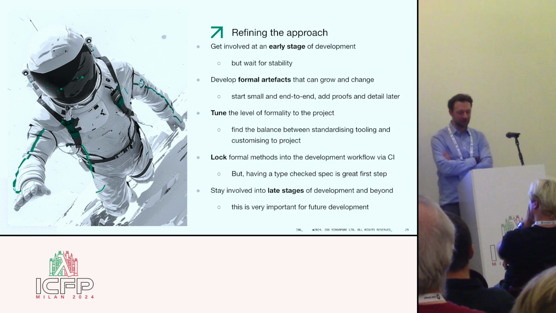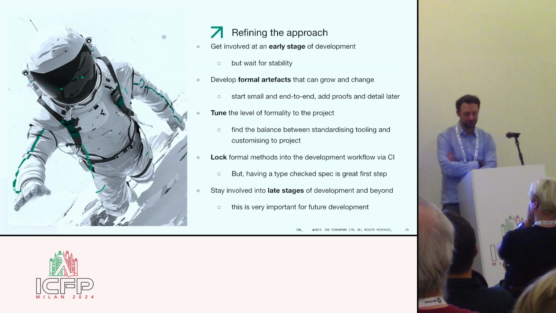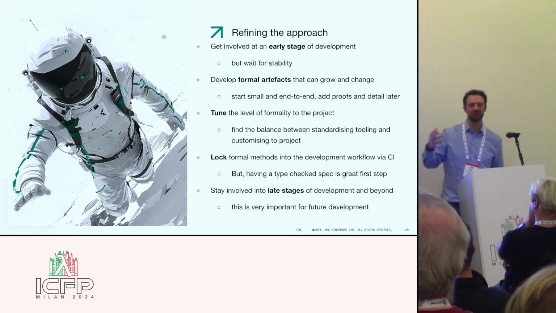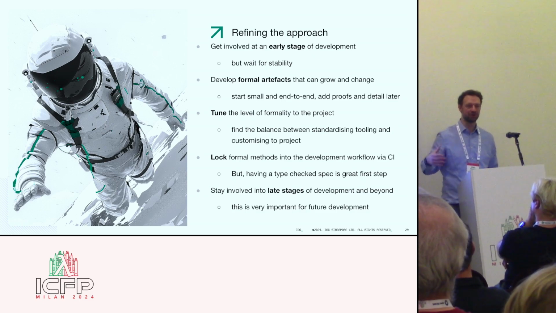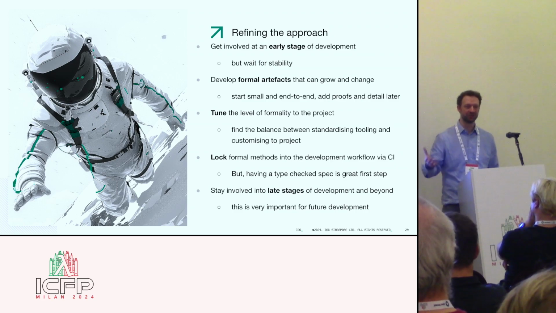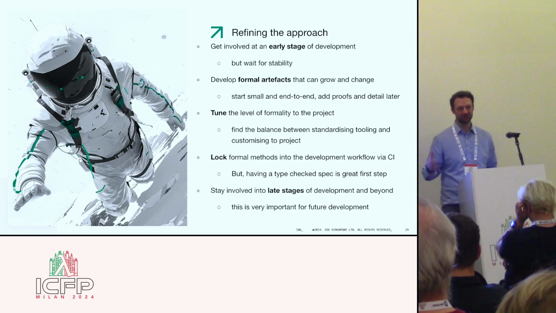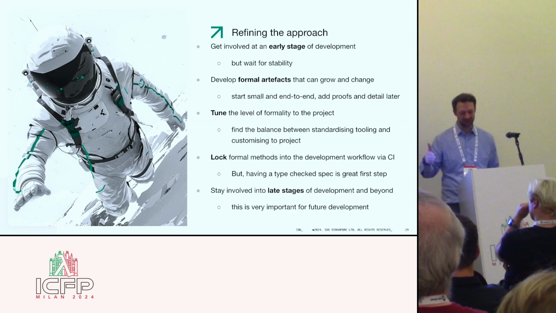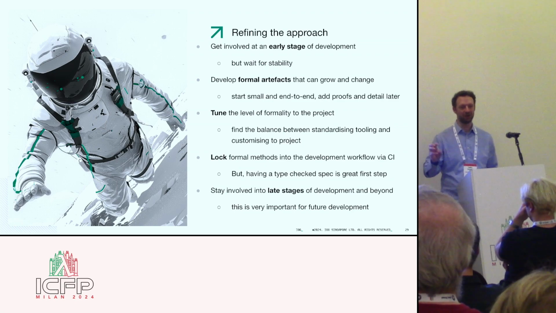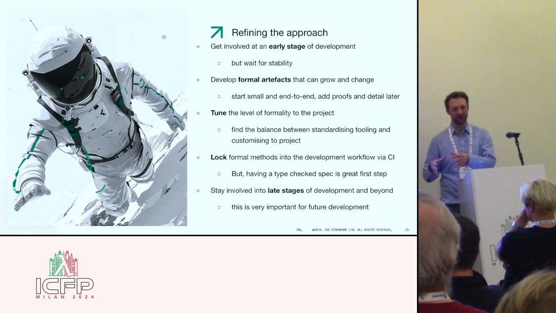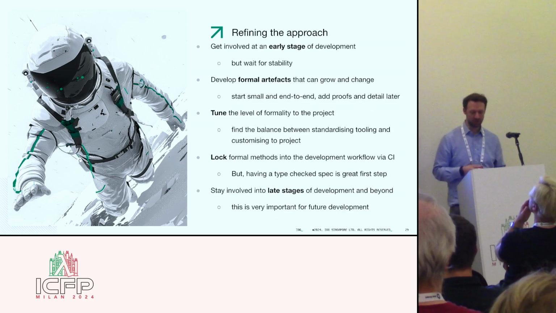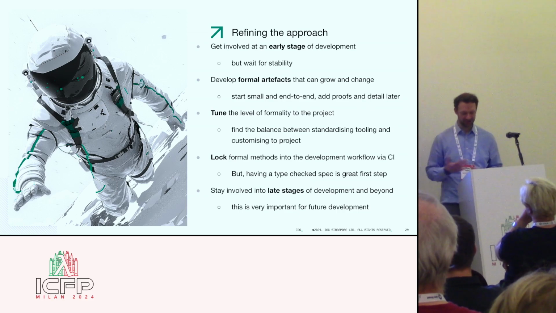Oh dear. So, I think we've also refined the strategy that we use. We try to get involved at an early stage, but we want some level of stability. We would like to have a draft research paper. We don't want something that's changing all the time, or to do loads of proofs about something that's constantly changing. So we have to wait a little bit and judge how big a start to make and at what point. And we want to develop formal artifacts that grow and change.